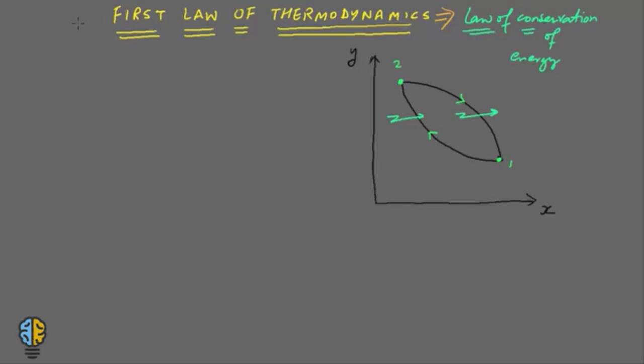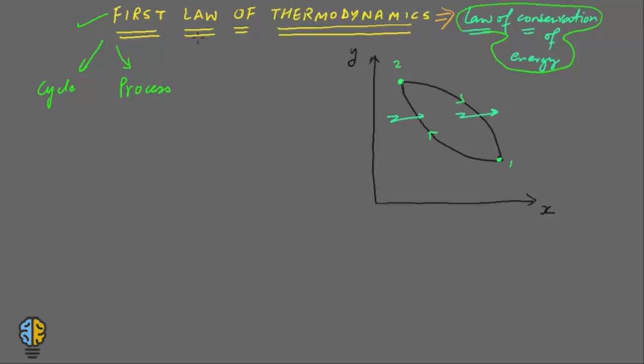Now let's pay our attention to the first law of thermodynamics. The first law is basically a law of conservation of energy. This means that energy is conserved in every operation that a system performs. Now we'll talk about two kinds of system: one system that is undergoing a cycle, and the other system which is undergoing a state change or a process.